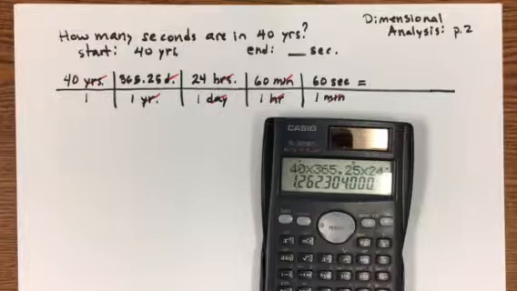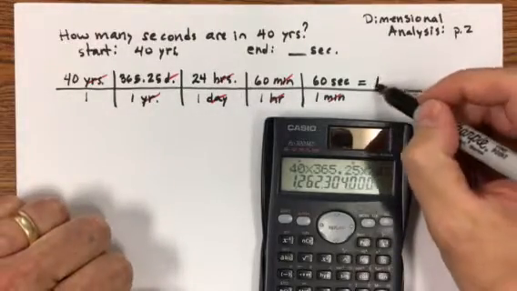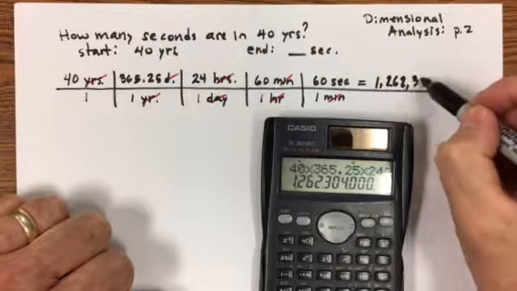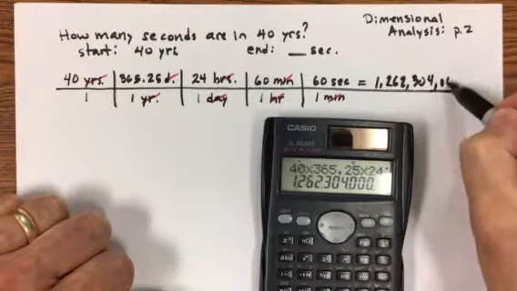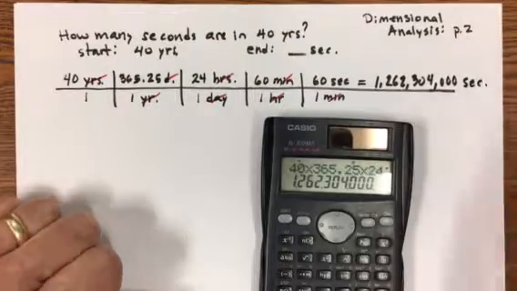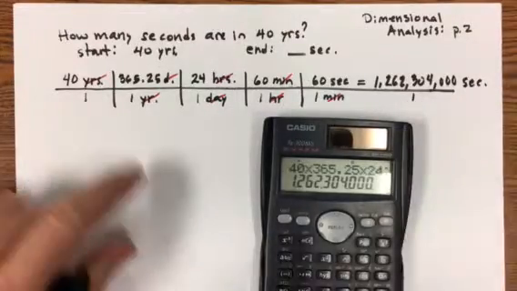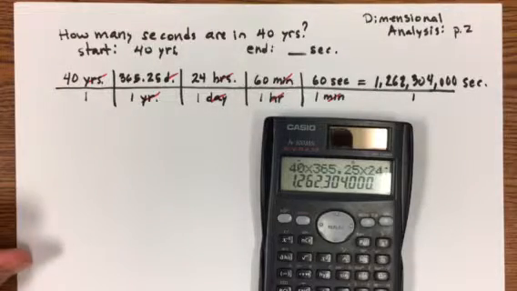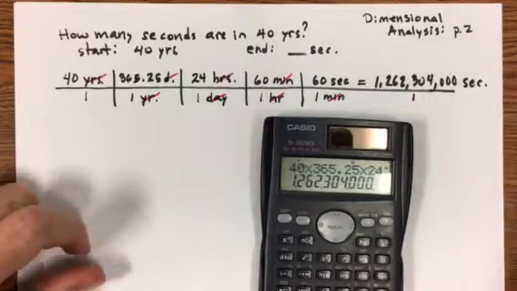That's 1,262,304,000 seconds over 1. You multiply all these ones by each other, eventually it adds up to nothing. Just a 1, which anything divided by 1 doesn't change the number.